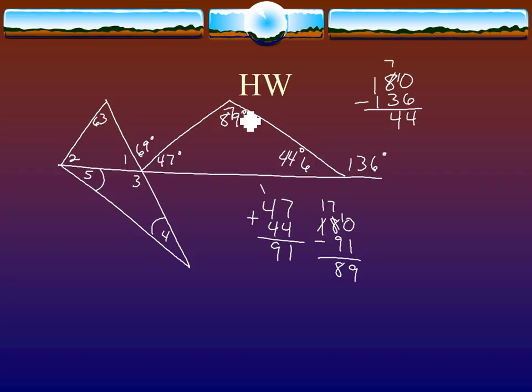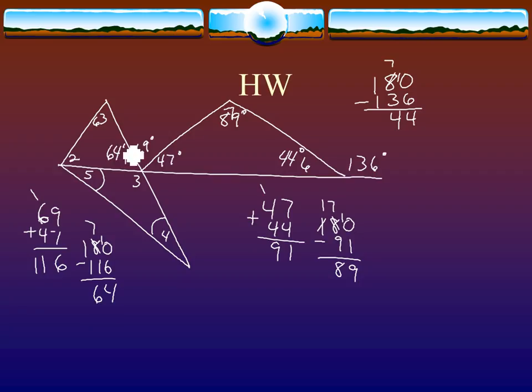Oh, okay, so we go back to angle 1. How do we find angle 1? What do you know about these 3 angles here? They have to add up to 180. So we add these 2 together, subtract it from 180, it should leave us with angle 1, right? 69 plus 47 is 6, carry the 1, 116. Subtract that from 180, borrow, that's 4. 64, is that right? So that right there is 64 degrees.